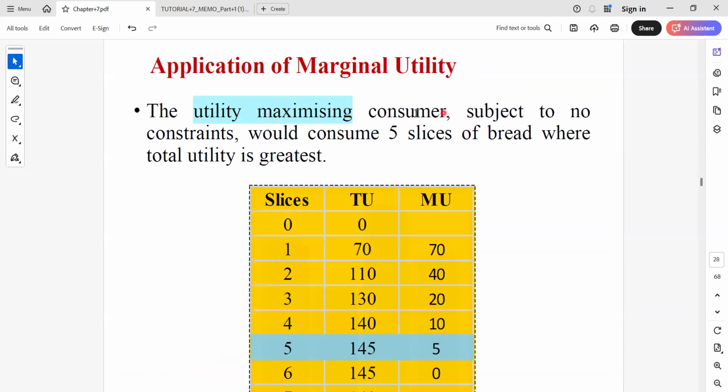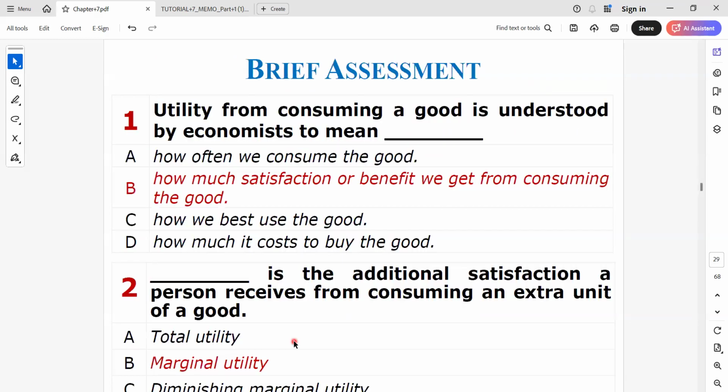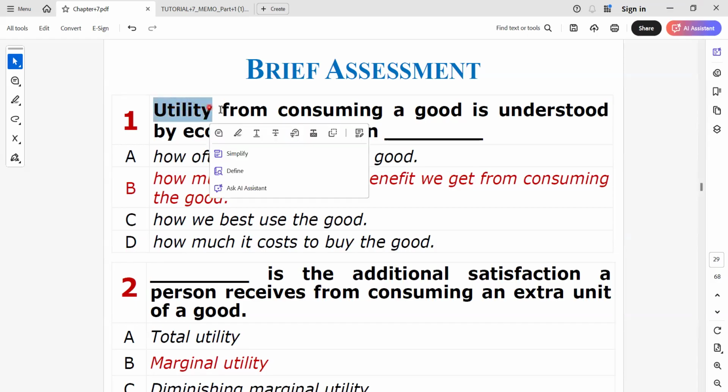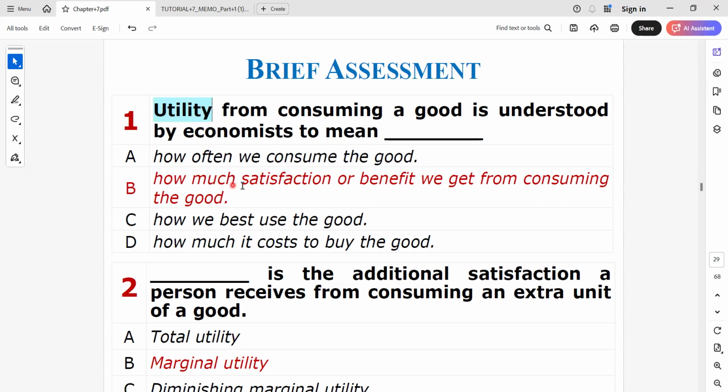The utility maximizing consumer, subject to no constraints, will consume 5 slices of bread where total utility is greater. So your total utility is greater here, so you would want to consume 5 slices of bread. So these are the questions. Utility from consuming a good is understood by economists to mean, okay, we already have the answers here, how much satisfaction or benefit we get. Obviously, we know that utility is all about measuring our satisfaction. So this is the only option with satisfaction.